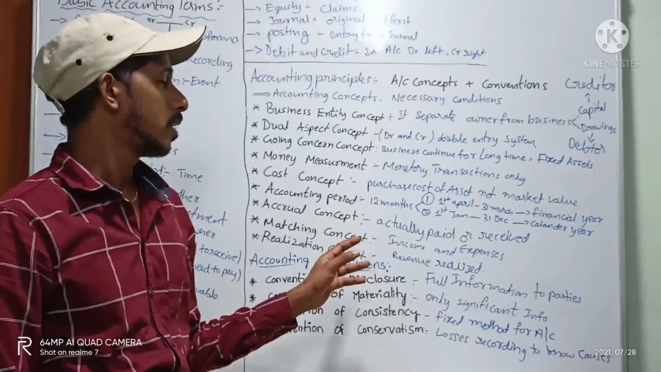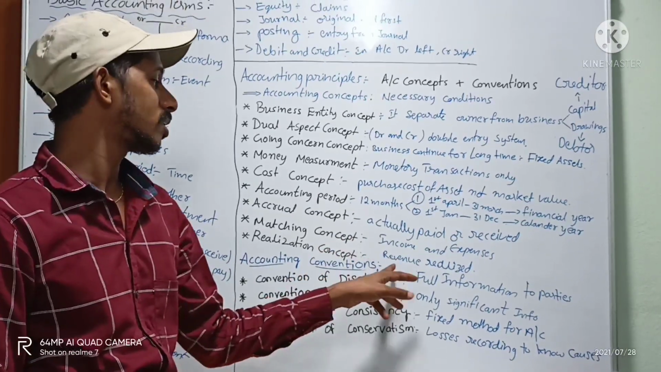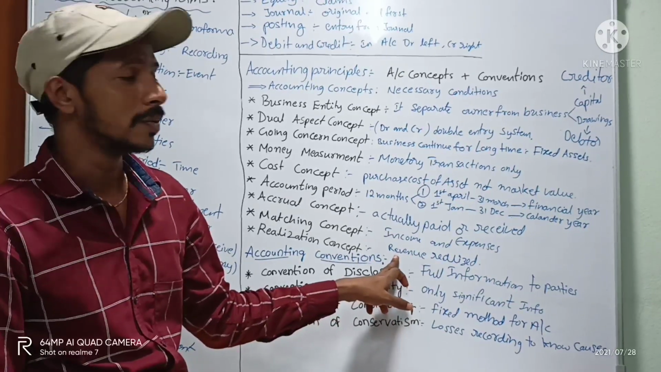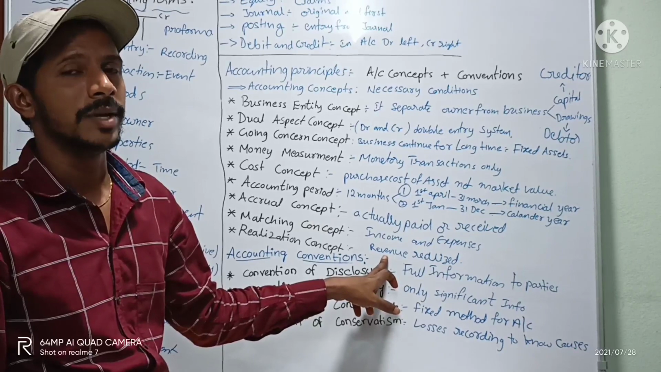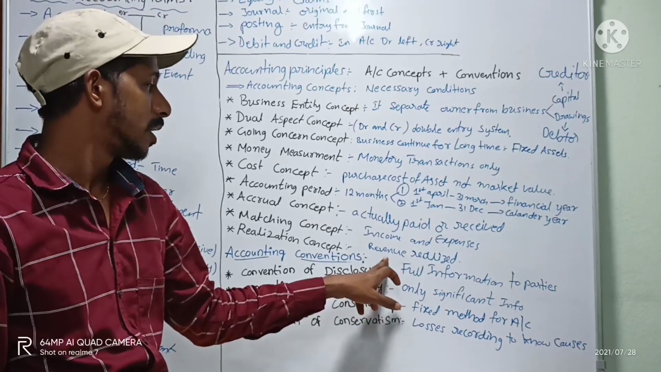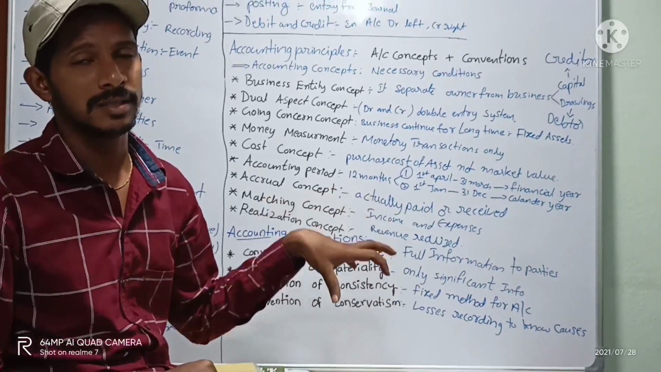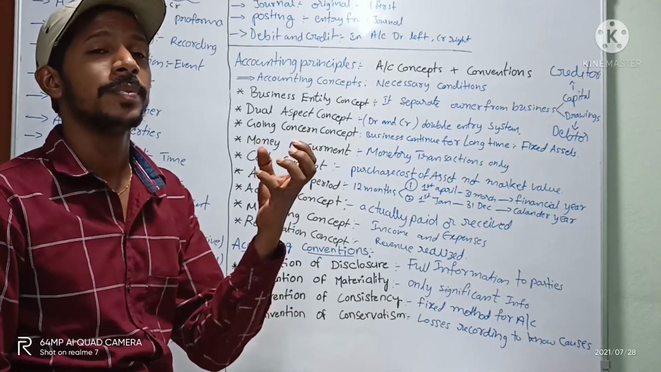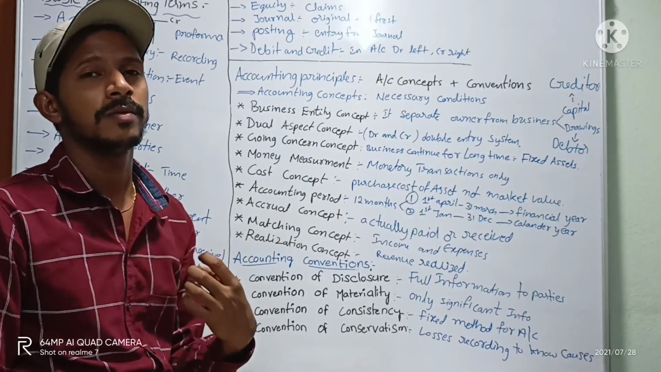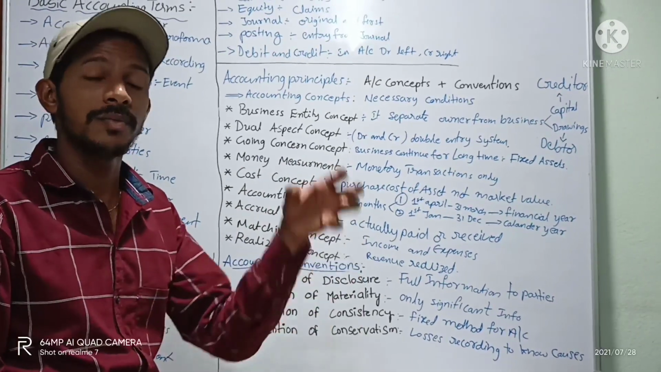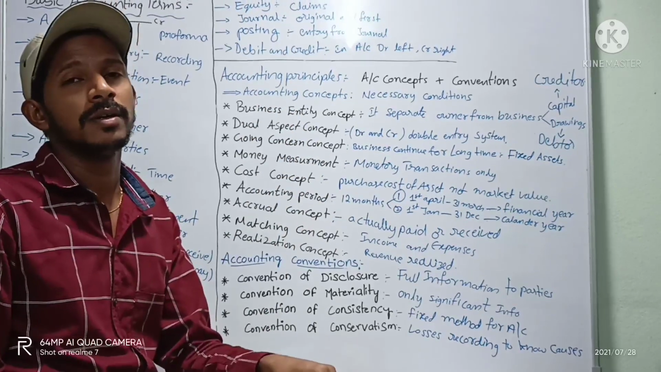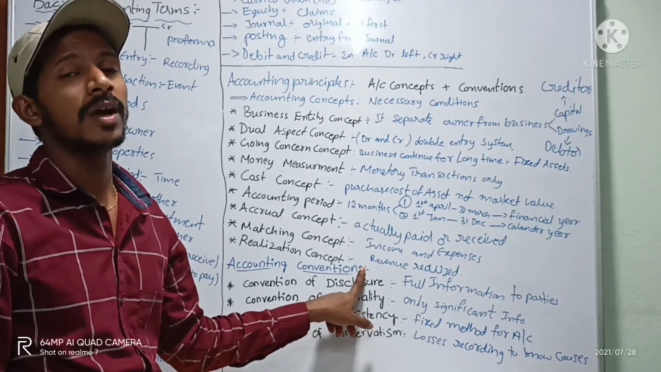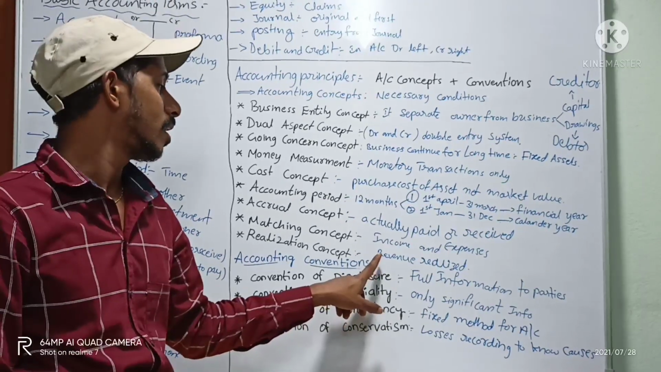Next one, realization concept. Realization concept relates to revenue. Revenue means the current year income. This is revenue which is realized, or which we are going to receive. We may not receive it in cash at present, but we are compulsorily going to receive it. So that is nothing but the realization concept, realization of the revenue.